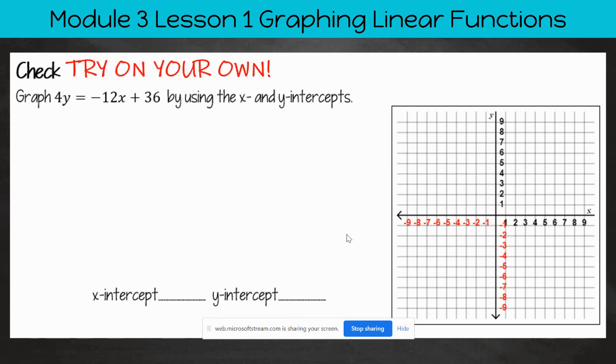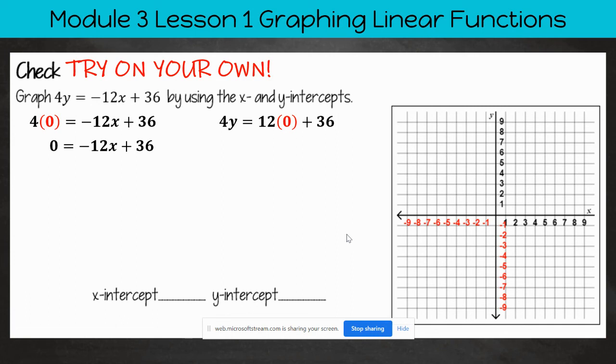The check, I still encourage you to try on your own. However, I do acknowledge it is a little bit more difficult than the one we did in the example. So if you are stuck, just follow along. First, we're going to plug in 0 for our y. 4 times 0 is equal to negative 12x plus 36. And then we're going to plug in 0 for our x. So 4y is equal to 12 times 0 plus 36.